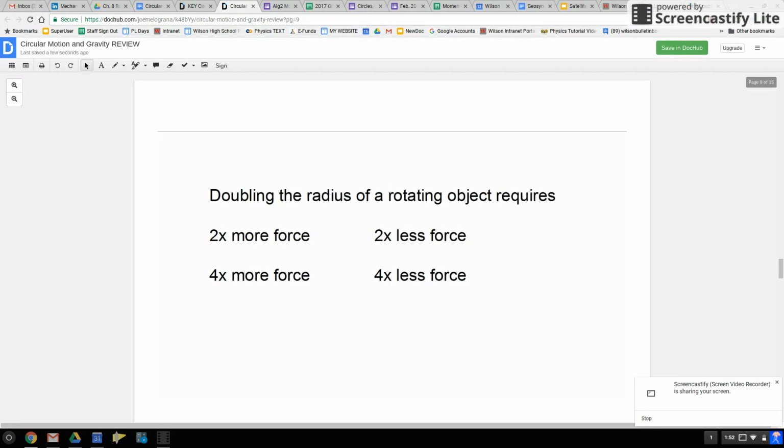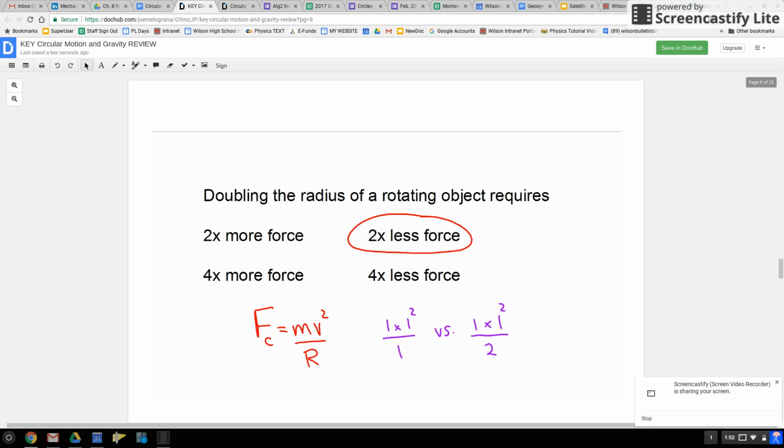Similar question, but the change now is doubling the radius of the rotating object's path. This would require less force. And notice because the radius is in the denominator, that is why it goes down. The fact that it does not have a square, we don't get 4. We only get 2 times less or half of what we had before.